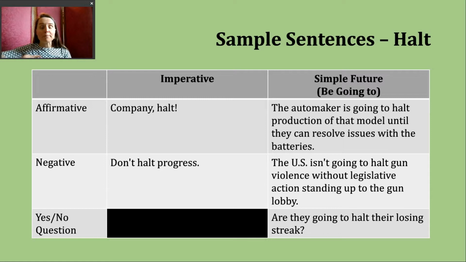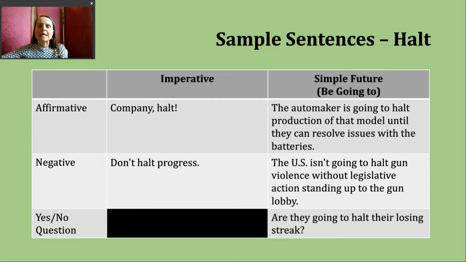So be might be am, is, or are. Okay, and you'll see that in some of my examples here in a moment. We tend to use this simple future, be going to in particular, to talk about plans for the future. You might hear it sometimes used for predictions as well. Let's take a look at my affirmative example here.